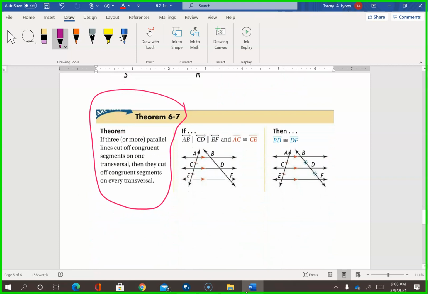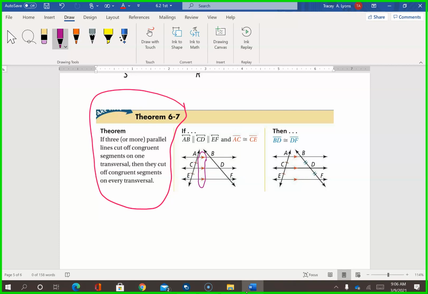Theorem 6-7, this is the last part. If 3 or more parallel lines cut off congruent segments on one transversal, then they cut off congruent segments on every transversal. They could have 8 of these. It doesn't matter. If the first ones are parallel, the last ones are going to be parallel as well. Remember that these symbols right here indicate parallel.